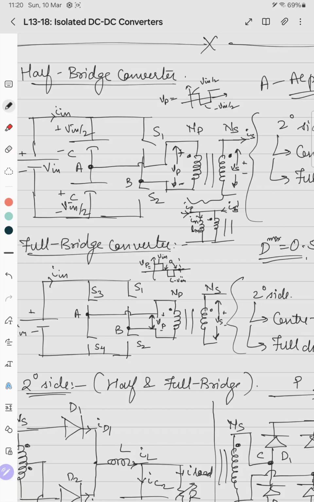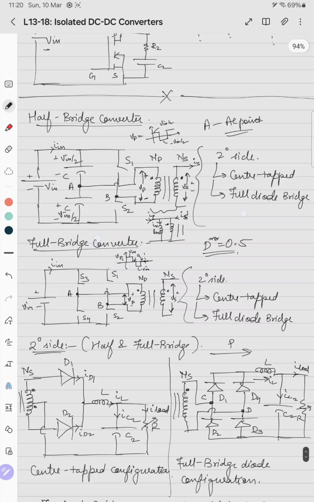We'll see the waveforms of the half bridge as well as the full bridge converter. We'll first see the advantages of the half bridge and the full bridge converter. They have mostly the same advantages, that is it operates in two quadrant just like push pull converter. Then unlike the push pull converter, the voltage drop across the switches are limited to V in instead of 2 V in for primary side, and for secondary side they are limited to NS by NP into V in instead of 2 into NS by NP into V in.